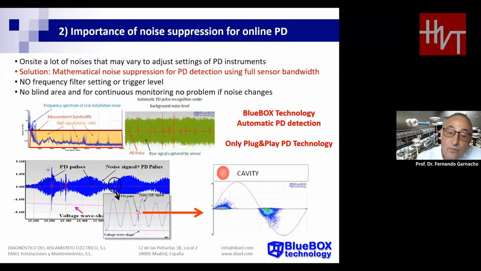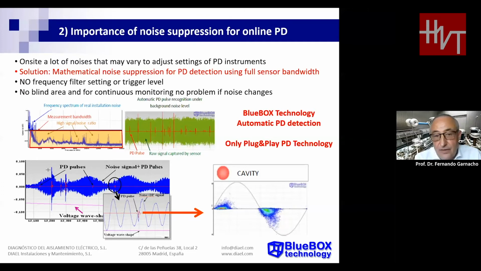As you can see, we can have small pulses superimposed on a modulated noise, exactly in the bottom figure. We can see small pulses just at the zero level crossing that are identified automatically by the wavelet transform using the blue box technology. For this reason, we can identify automatically the pulses of a PD source. For instance, in this case, a cavity is identified automatically, removing the noise.